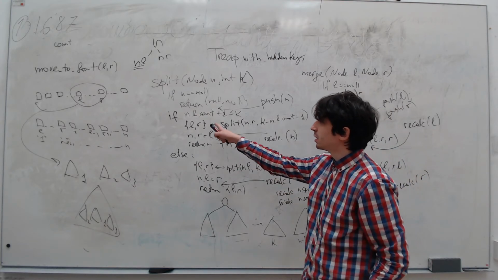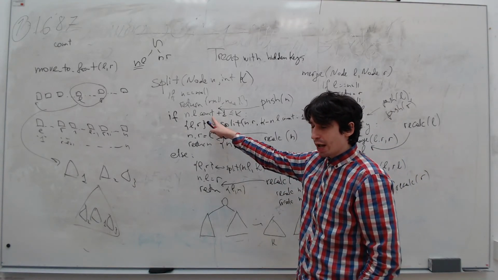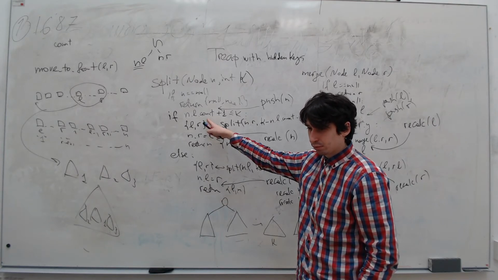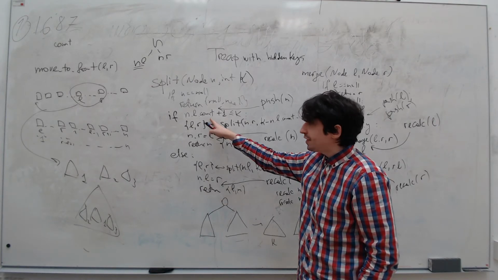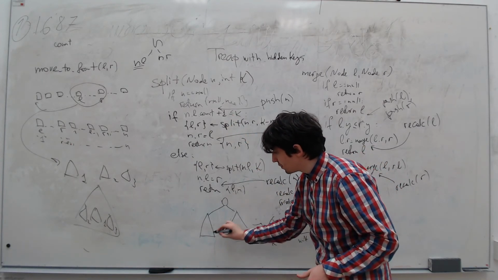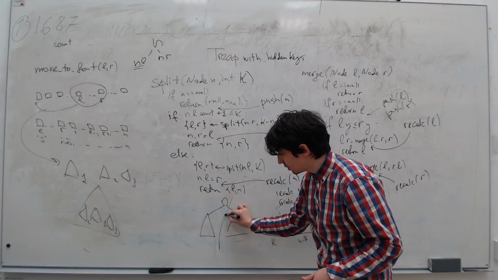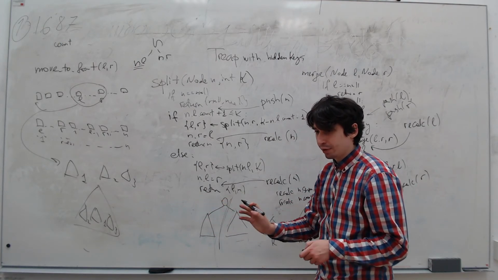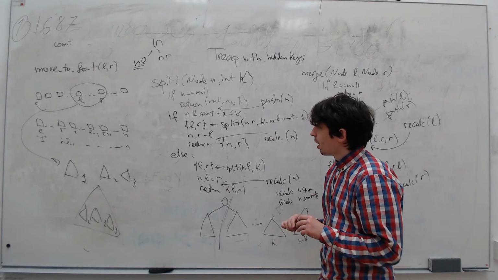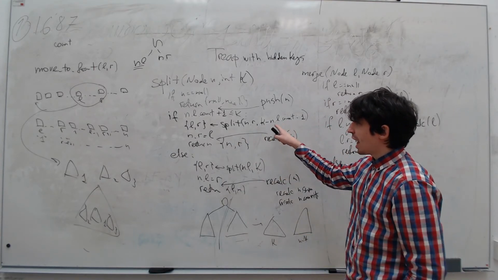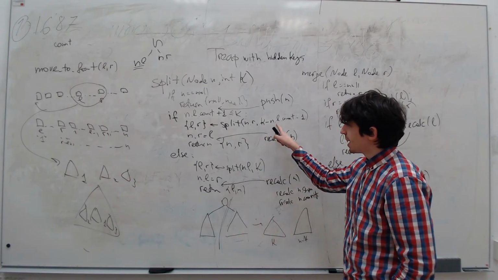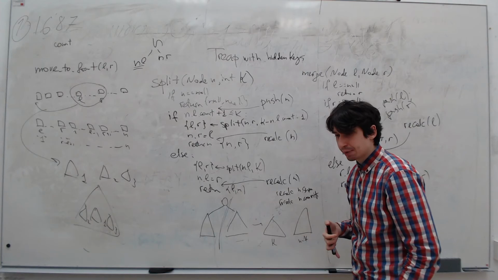For that I ask, how many keys do I have in the root and the left subtree? If it is less than or equal to k, then you have the whole left subtree in the left tree. And then we should split the rest of the part at k minus how many we have in the left subtree.